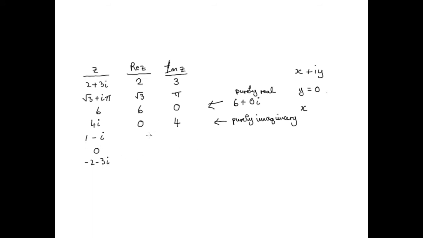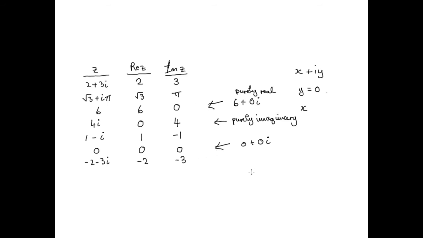If z is 1 minus i, the real part is 1, and the imaginary part is negative 1. The number 0 as a complex number has real part 0 and imaginary part 0. In this case, think of 0 plus 0 times i. And finally, negative 2 minus 3i, real part is negative 2 and the imaginary part is negative 3. So how did you get on? Did you get these right? You can certainly review it if you want.